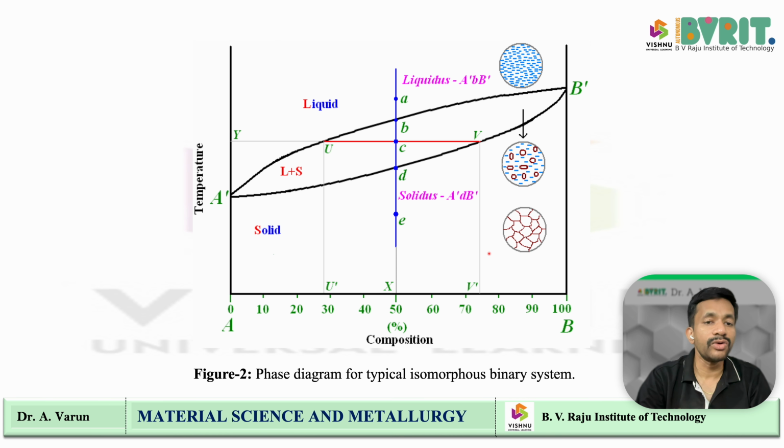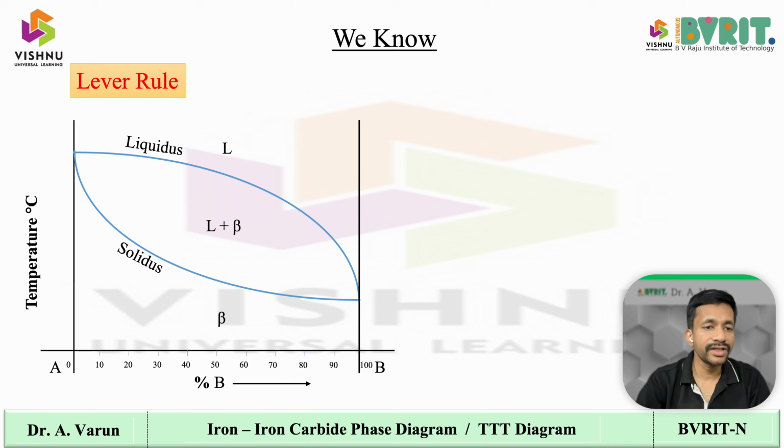Now the question is, how do we determine the percentage at each of these two-phase regions? That's where we use a rule called the lever rule. So this is the lever rule.